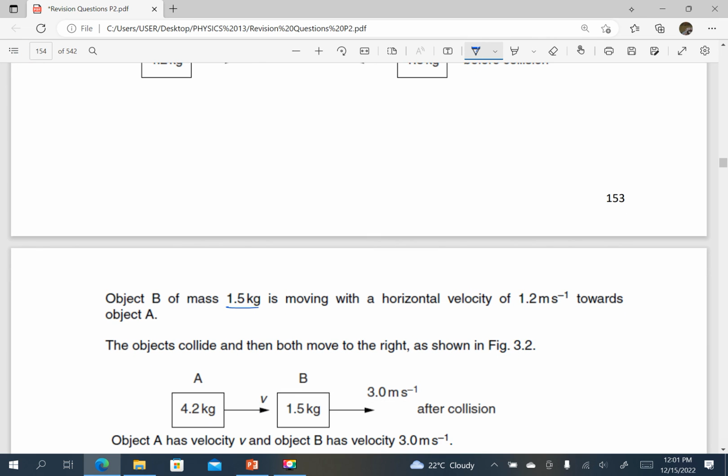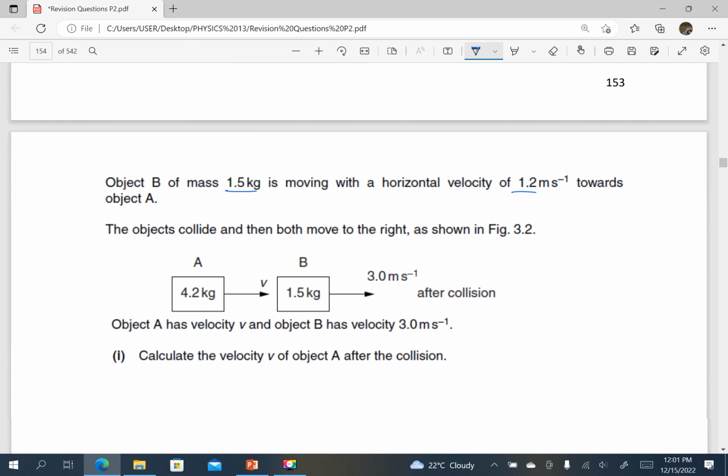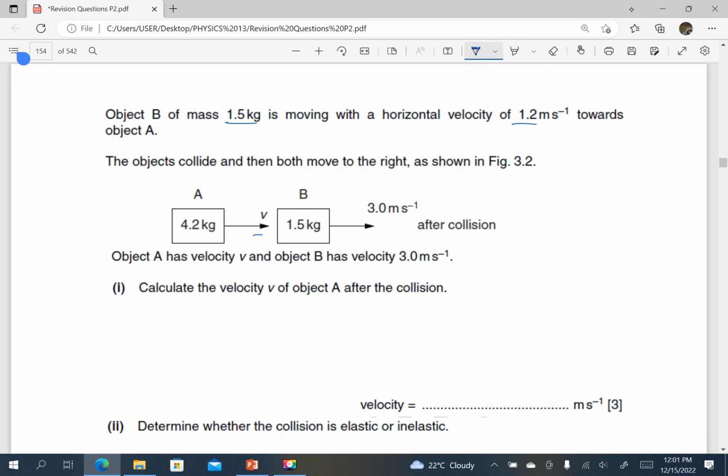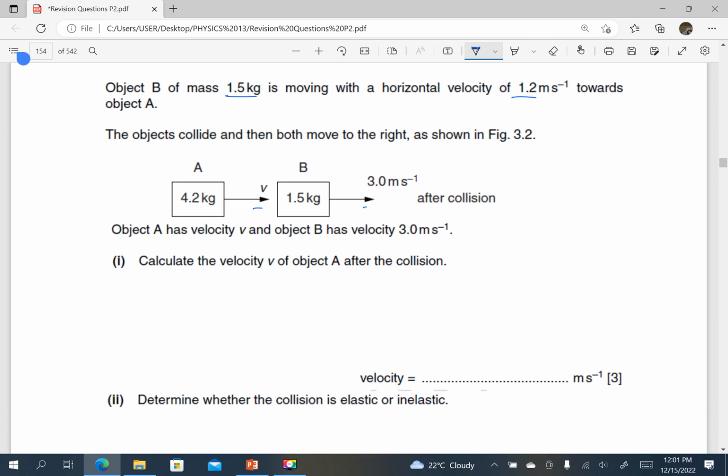Object B of that mass is moving with the horizontal velocity towards object A. The objects collide and then both move to the right as shown here. So this is after collision, they move to the same side. Calculate the velocity v of object A after the collision.